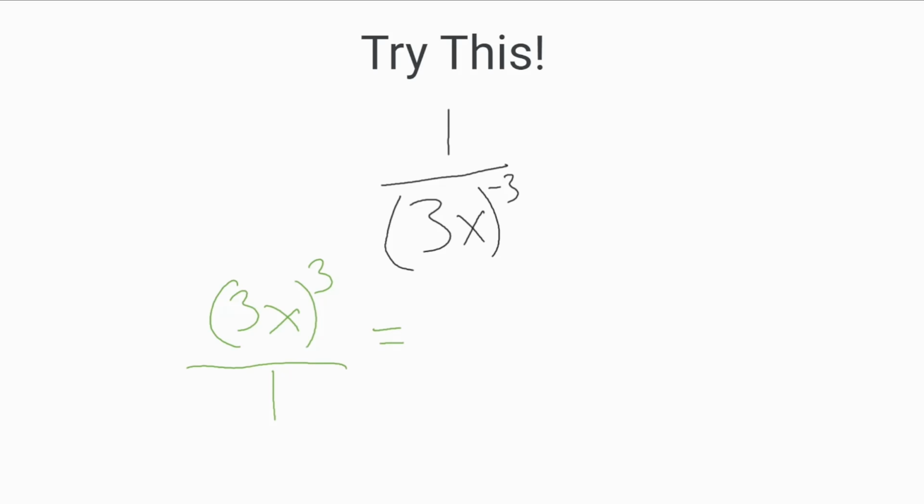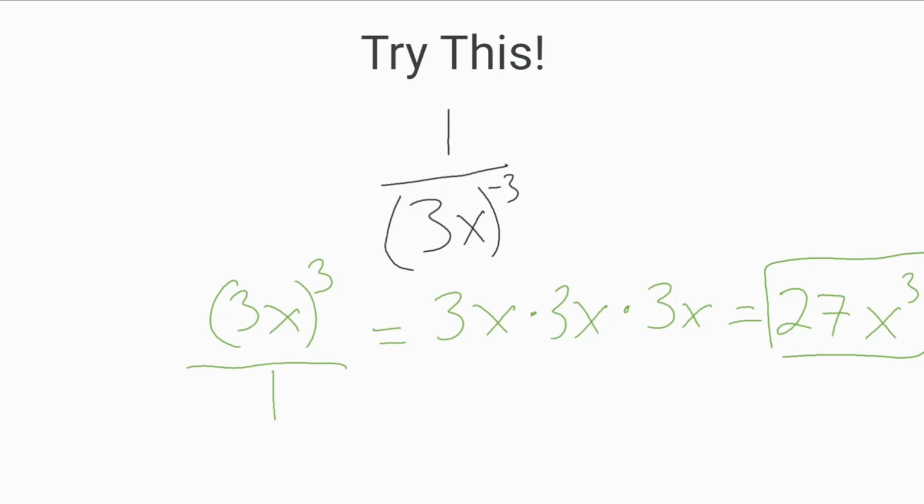But this is the same thing as saying 3x times 3x times 3x. Well, 3 times 3 times 3 is 27. x times x times x is x cubed. There we go. So we can have negative exponents in the numerator and the denominator. The process remains the same. We flip where it's located, and then we deal with it.